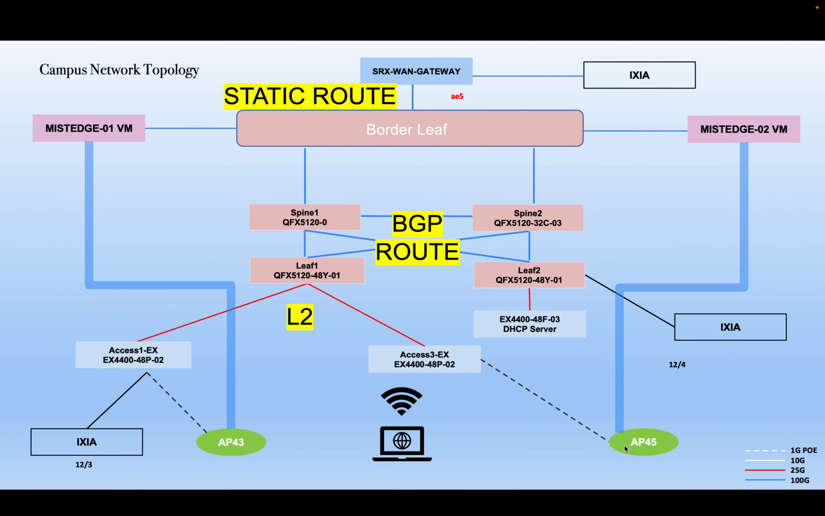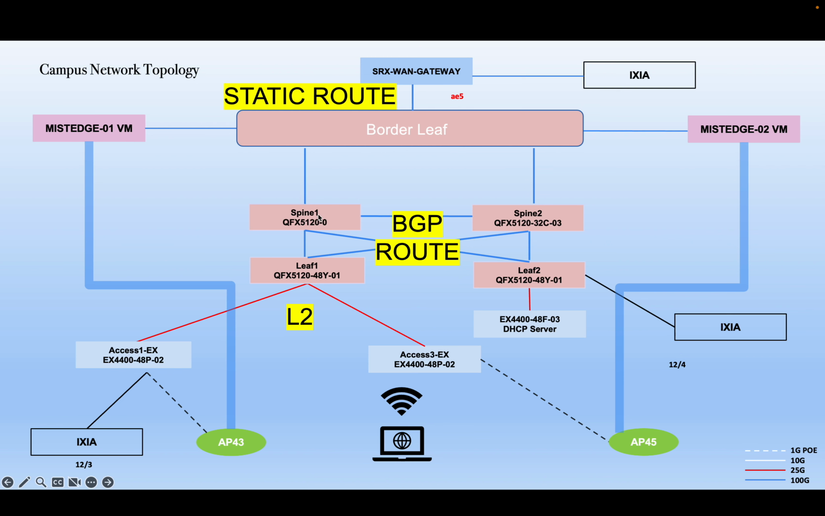Going to the topology, we have a campus network topology here. On top of the layer, we have an SLX1 gateway, acting as a firewall for the wireless LAN client as well as the last gateway. On the border leaf, we have a static route to the SRX. Also, it provides connection to Mist-H1 and Mist-H2, which facilitate access point tunneling to the Mist-H.